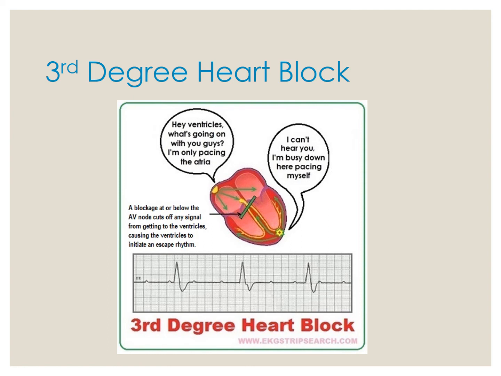So if you look at that top little part of the heart where it has the SA node talking, it says, hey ventricles, what's going on with you guys? I'm only pacing into atria, right? So it's beating, it's contracting, and that's your P wave that you're seeing, but it's not getting through to your ventricles. And your ventricles are saying, I can't hear you, I'm busy down here pacing myself. Because the ventricles are like, oh shoot, for some reason we're not contracting, so we need to do this. So that's why, again, you've got that escape rhythm pacemaker, and that's why it is going so slow.